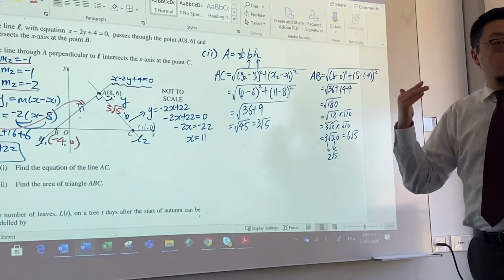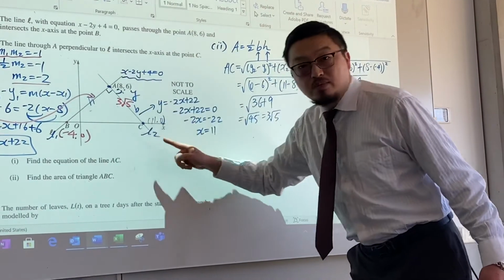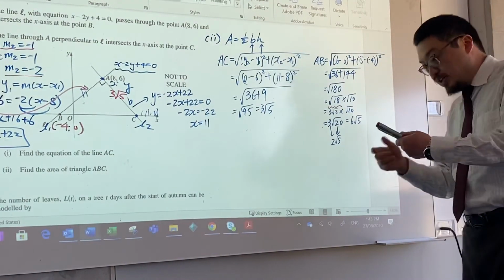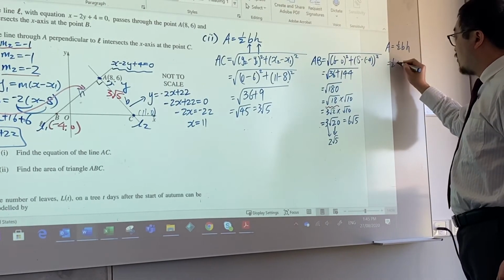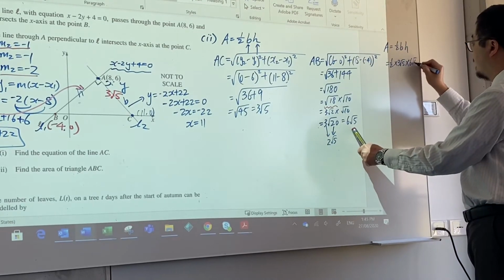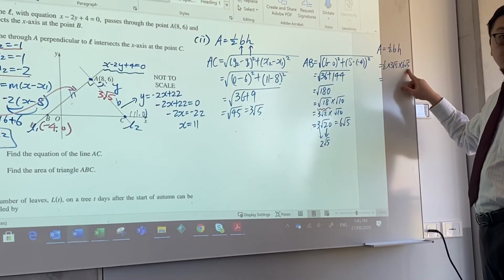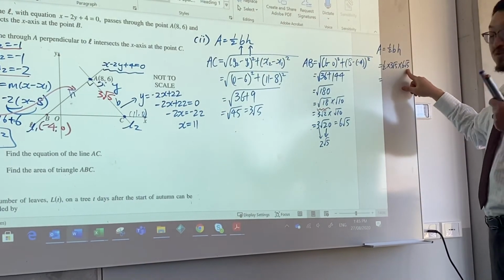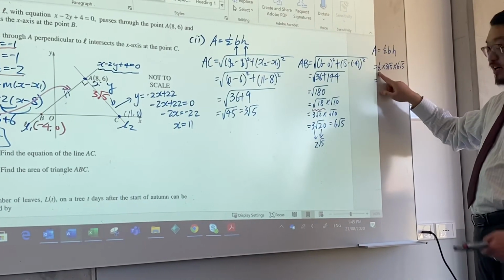Now, we've achieved what we want. We want the base distance and we want the height. Now we've got everything we want. Basically, just put it down. So area is half base height. Half, what's the base? Here. What's the height? Here. And please check again: root 5 times root 5 is 5. Root 8 times root 8 is just 8. So root 5 times root 5 is 5. 5 times 6, 30, times 3, 90, and a half, 45.